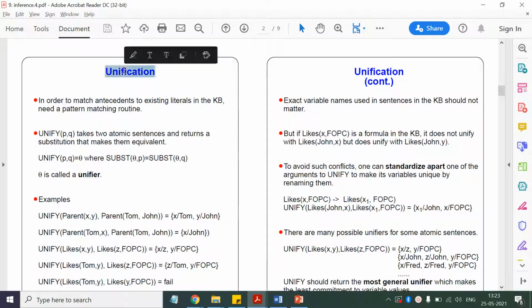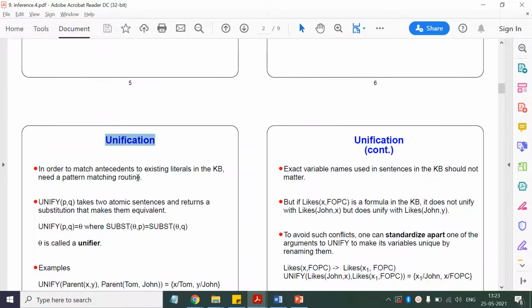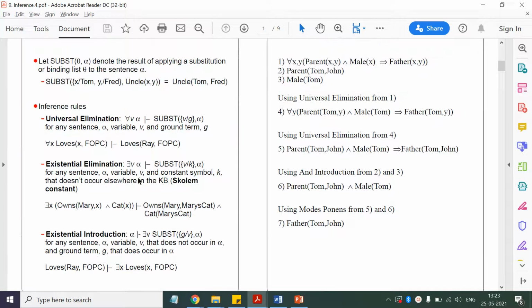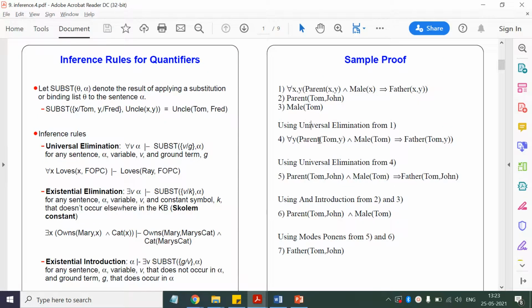Okay, then the next concept is known as unification. This is very simple again. Here, how did we decide to replace X with Tom? Because we observed that if we compare this parent(X, Y) and the second sentence parent(Tom, John), we can derive that X has to be replaced with Tom, right?